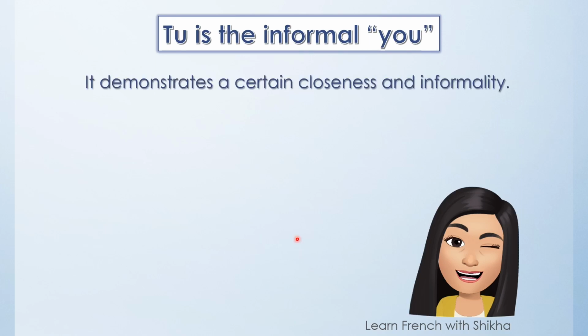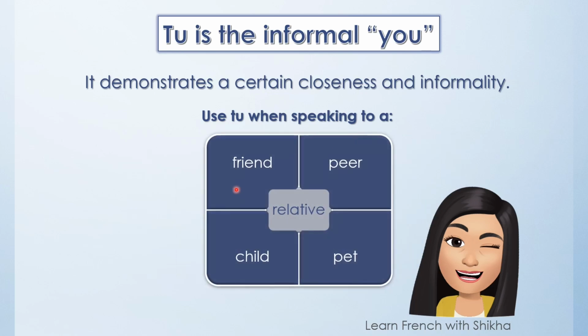Tu is the informal you. It demonstrates a certain closeness and informality. Use tu when speaking to a friend, peer, relative, child, or pet. So you can see all these relations which have been mentioned here demonstrate closeness or informality: a friend, a peer, a relative, a child, and a pet.